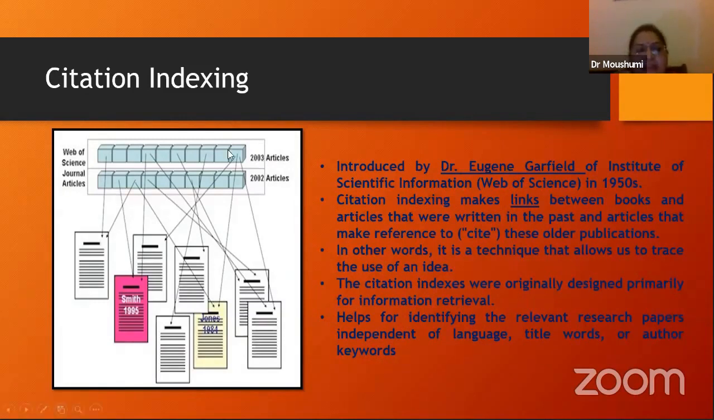Take, for example, this diagram where Smith 1995 has come out with a concept. I am citing Smith 1995, but if I try to find out the citation indexing, I find that this Smith 1995 concept has been used once in 2002 by someone in some article, and also in 2003. So I can go back and see how many times a particular source has been cited in the past as well. This increases the authenticity of the citation.